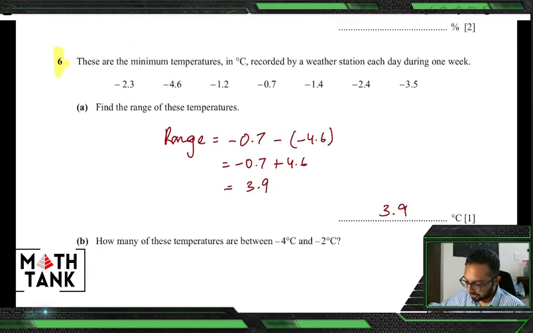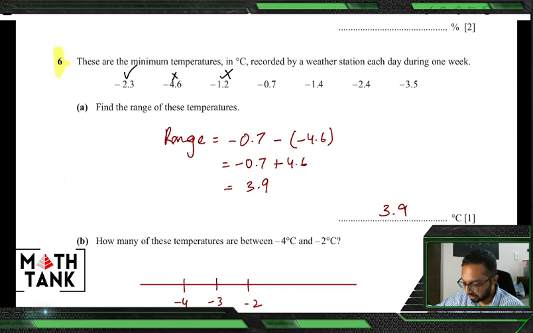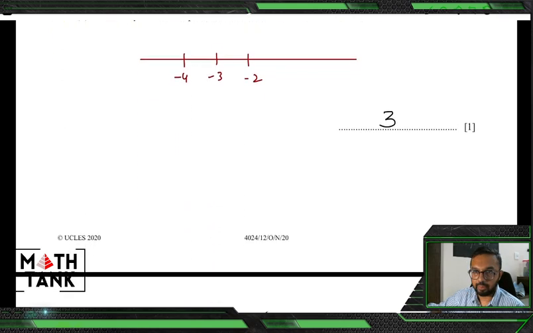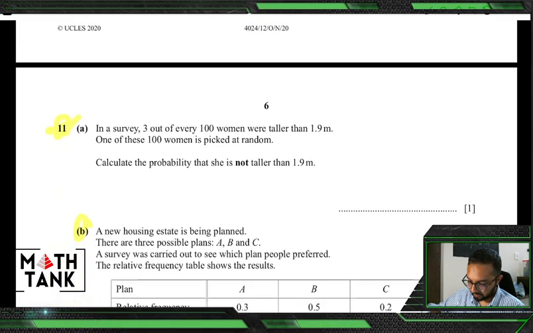How many of these temperatures are between minus 4 and minus 2? Now remember, the number line works like that: minus 4, minus 3, minus 2. So any number that gets plotted between minus 4 and minus 2, yes, minus 2.3 would get plotted there. Minus 4.6 would go out of range. Minus 1.2 would also go out of range. Minus 0.7 also. This one is in. And that one is. So there are three temperatures between minus 4 and minus 2.